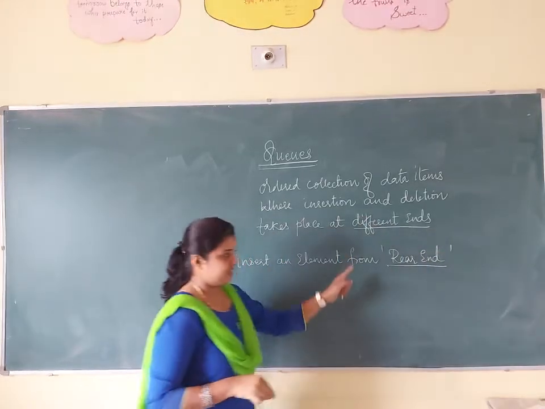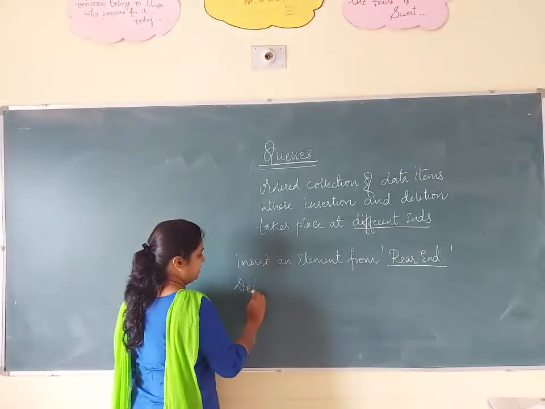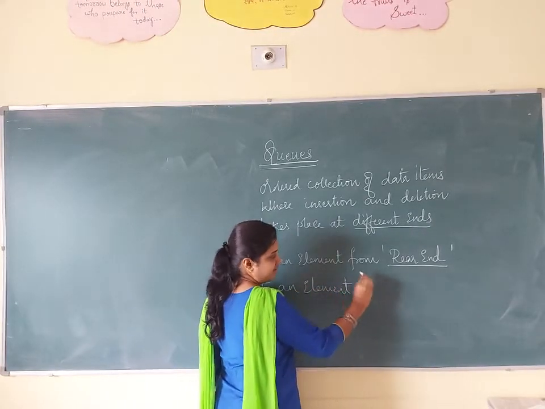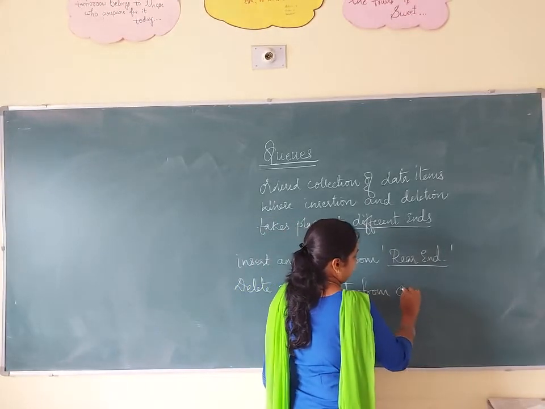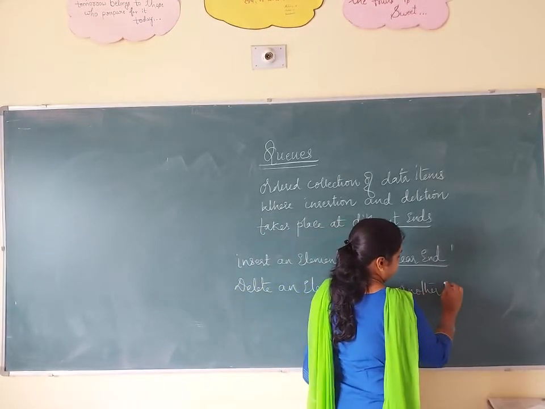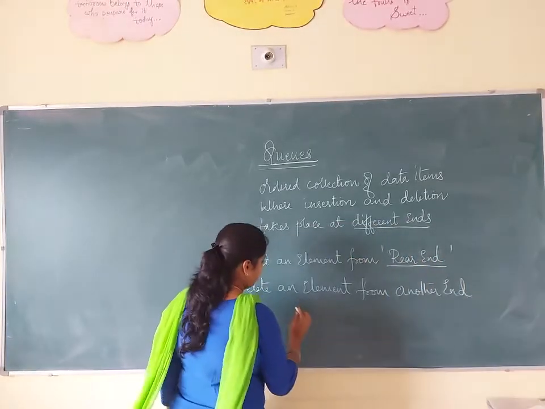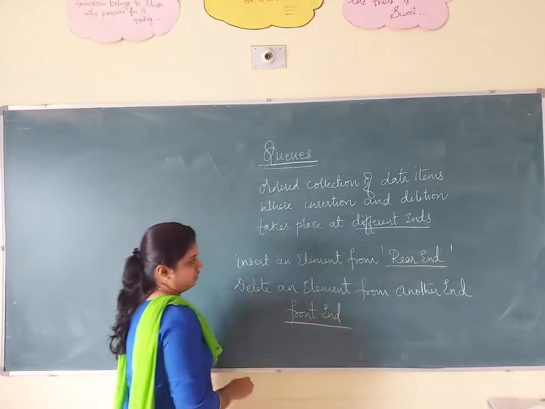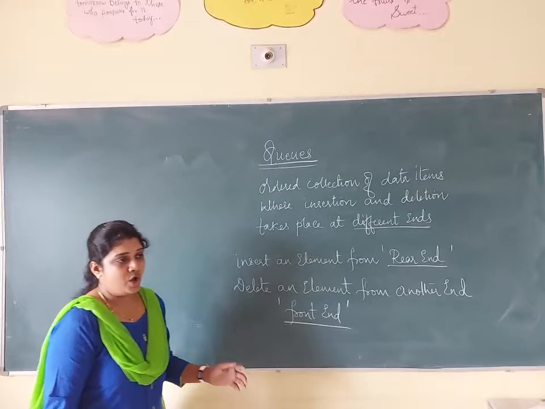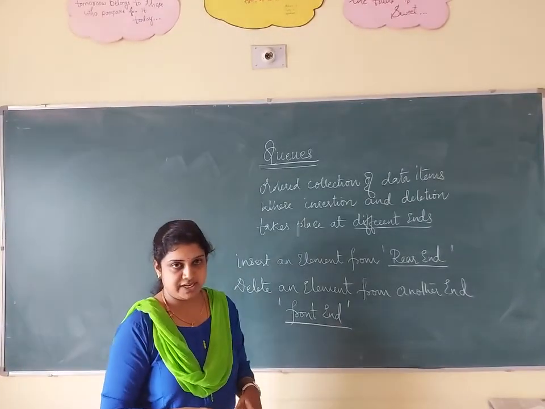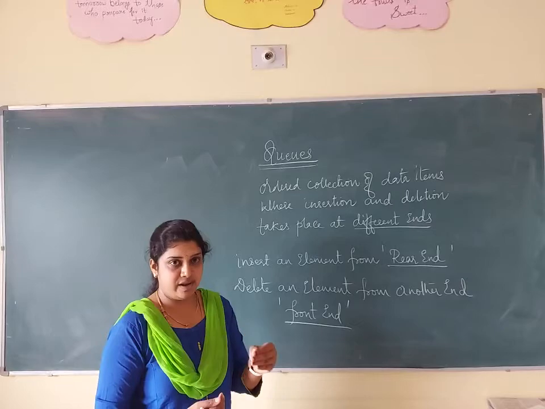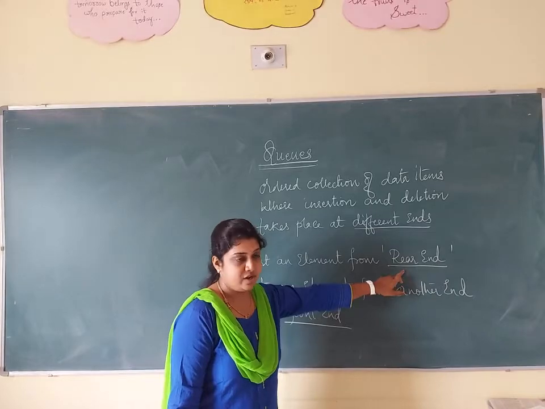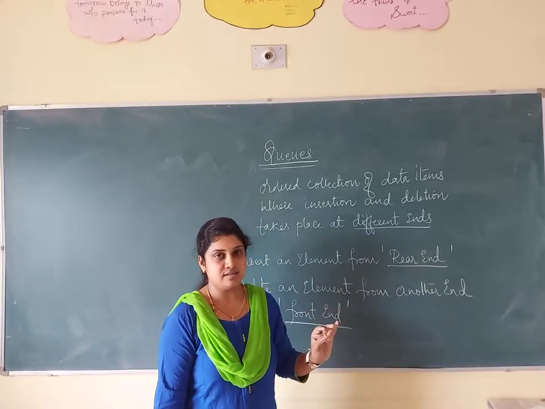That end we are calling as rear end. We have to delete an element from another end, called front end. So queue means it is an ordered collection of data items where insertion can be done at one end, and insertion end we are calling as rear end. From rear end you have to insert an element.